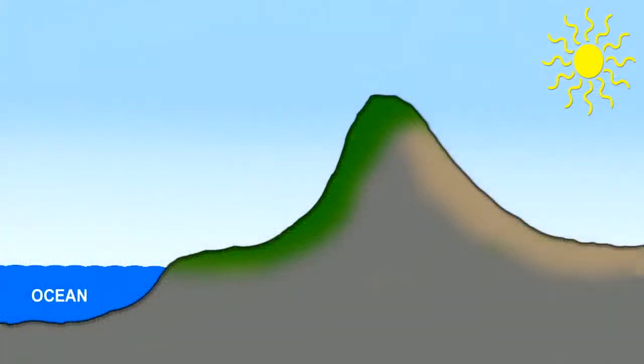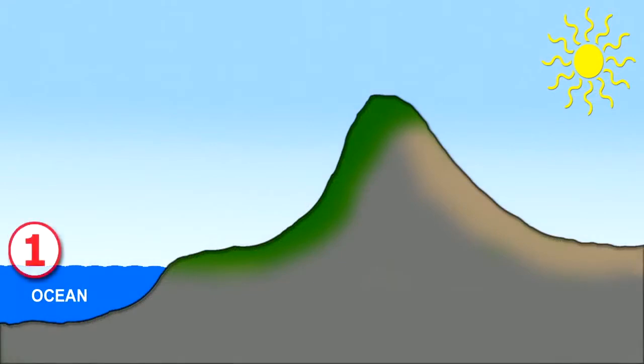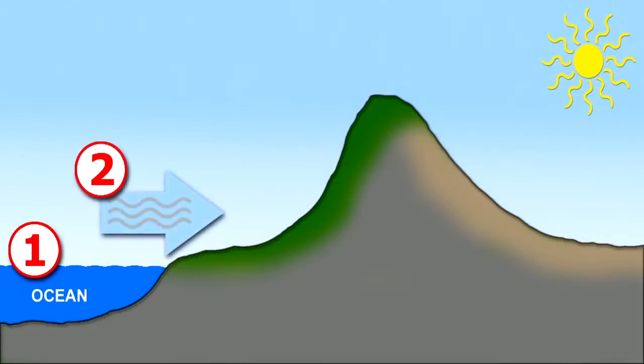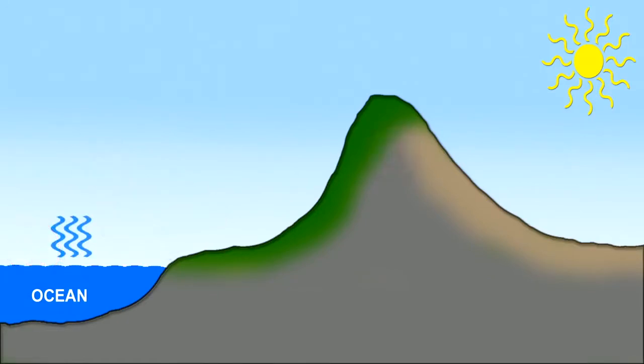Okay, you want a rain shadow effect? You need 3 essential items: an ocean nearby, winds blowing steadily onshore, and a mountain range to block the traveling air mass. Here's how it works.